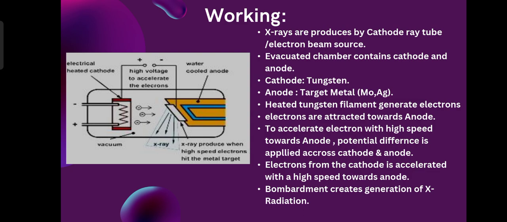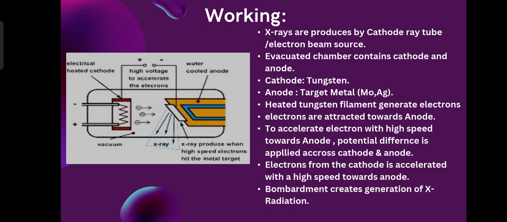So your anode is layered with a target metal such as molybdenum and silver. Now this cathode is attached to the electric source. So when the current is allowed to flow through the tungsten filament, that is the cathode, it gets heated and it emits electrons. Now these electrons will be attracted towards the anode, since the anode carries a positive charge.